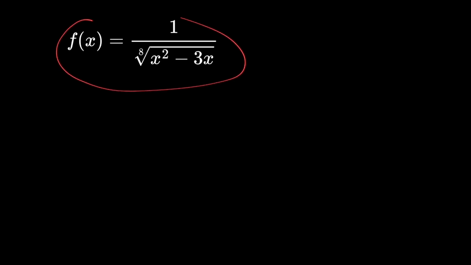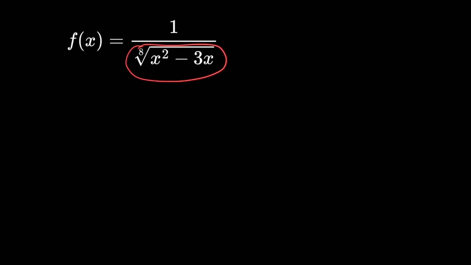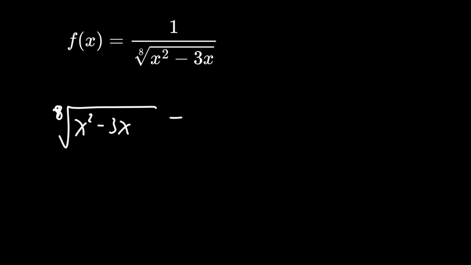We have this function here and want to figure out the domain. The first thing we want to do is to make sure that the denominator cannot be 0. So this whole thing cannot be 0. Then we also see that there is an eighth root, and since the index is an even number, we're going to make sure the elements inside this eighth root must be greater than or equal to 0.